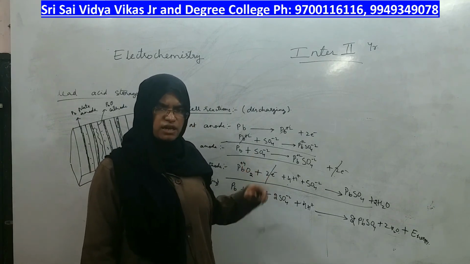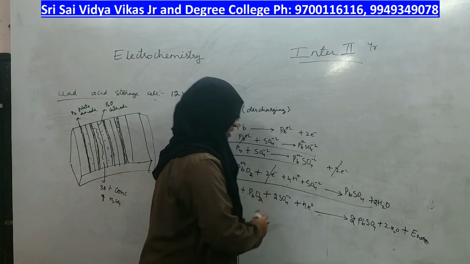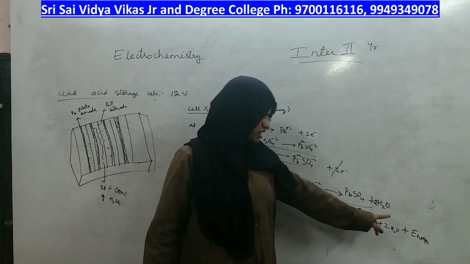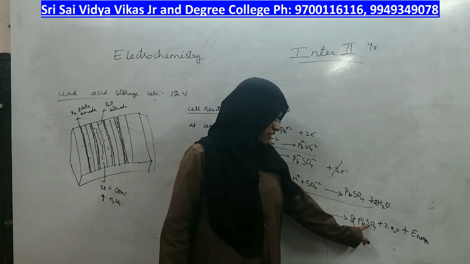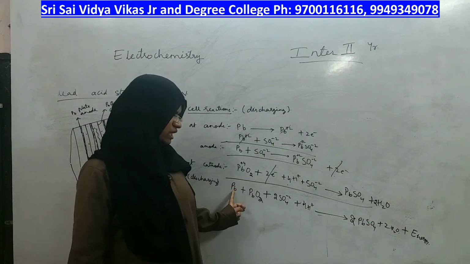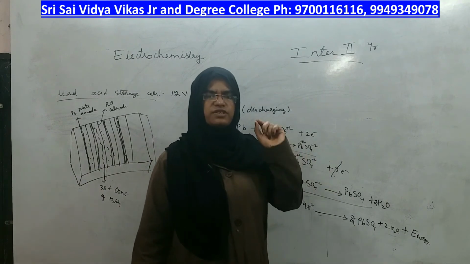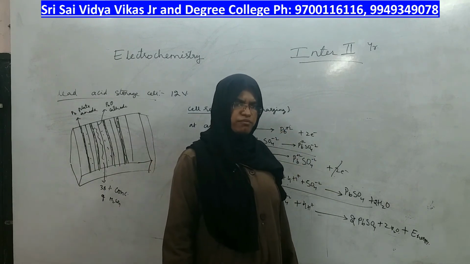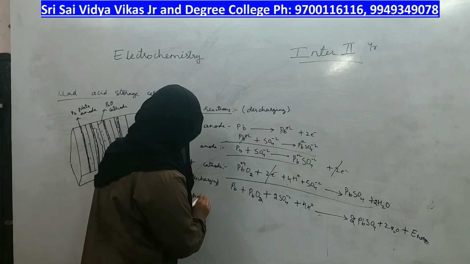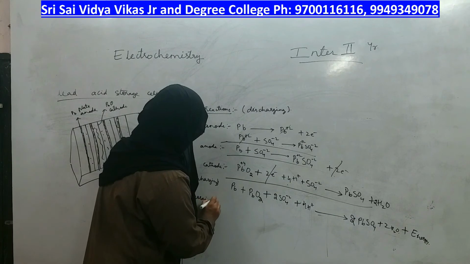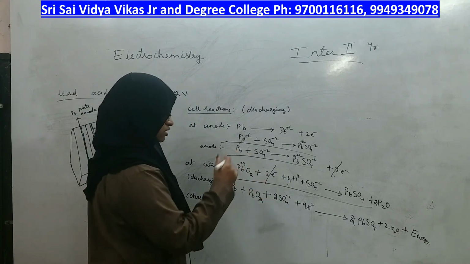If at the time of discharging, lead and lead oxide together gave lead sulfate plus energy, at the time of charging, 2 lead sulfates will be converted, one into lead, the other into lead oxide, by utilizing the energy which you are supplying in the form of power. Okay. So, now let us write the reaction at the time of charging. By looking at the above reaction, you can easily write the reaction for charging, which is exactly opposite.